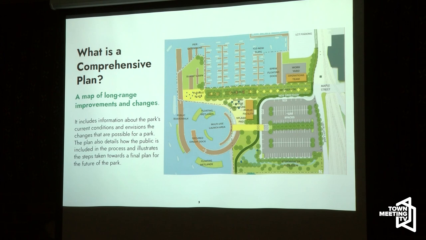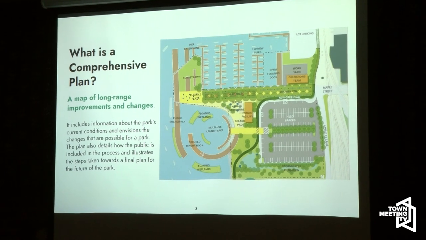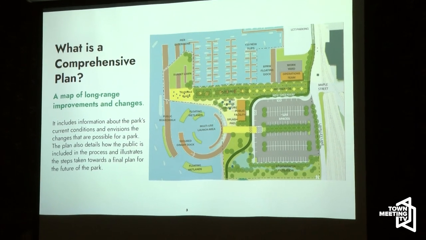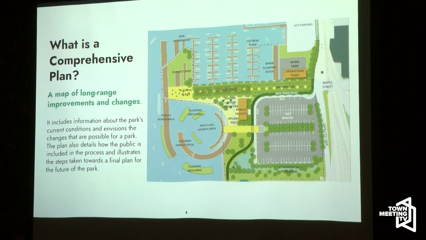We're having this meeting tonight because the city is conducting a comprehensive plan for the park. So you might be wondering, what's a comprehensive plan? It's essentially a map of long-range improvements and changes. It could be for a plaza, a streetscape, or in this case, for a park. The intent of a comprehensive plan is to include information both about what's going on in the park today and to set forth a vision for the future. It's also critical in a comprehensive planning process that we engage residents and community members to hear their voices and help shape the process.